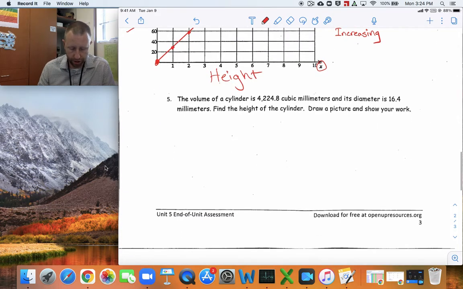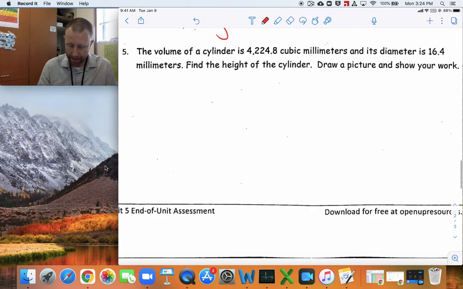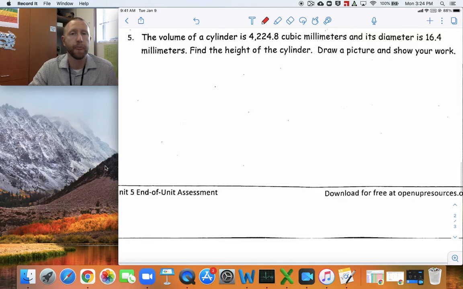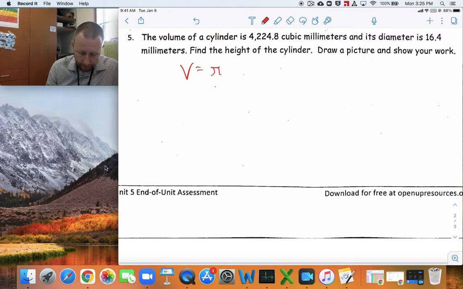All right, last question of the review, and you guys are ready to dominate this quiz. It says the volume of a cylinder. Boom, I don't even need to read the rest of it. I'm going to go ahead and write down the volume formula for a cylinder. V equals pi times radius squared times the height. Okay, the volume of a cylinder is 4,224.8 cubic millimeters, and its diameter is 16.4 millimeters. Find the height. So this is a working backwards problem.